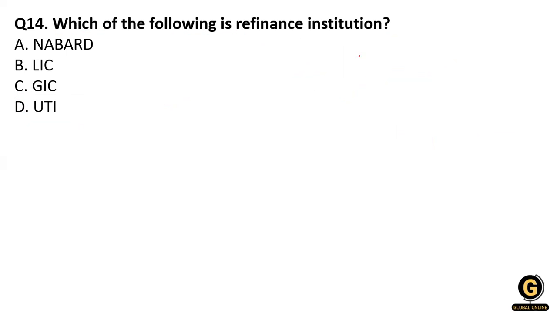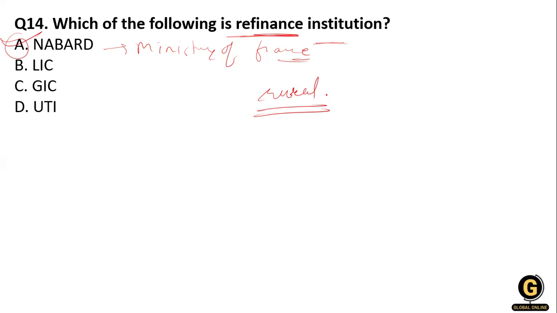Okay, which of the following is a refinance institution? NABARD, LIC, GIC, UTI. So you know that the refinancing institution is NABARD. Okay, National Bank for Agriculture and Rural Development. It is an apex development finance institution under the jurisdiction of the Ministry of Finance, Government of India. And NABARD provides and regulates credit and other facilities for the promotion and development of agriculture, small scale industry, cottage and village industry, handicrafts and other rural crafts, and allied economic activity in the rural area.